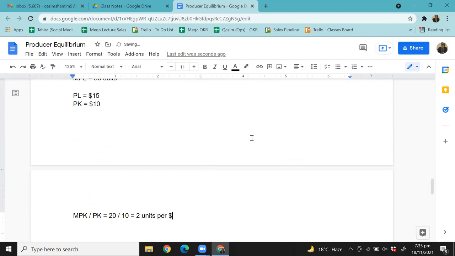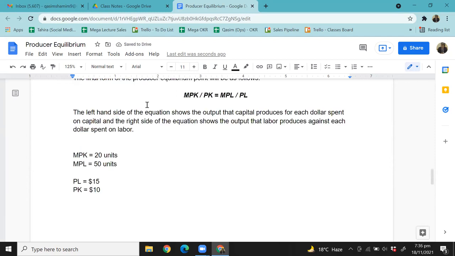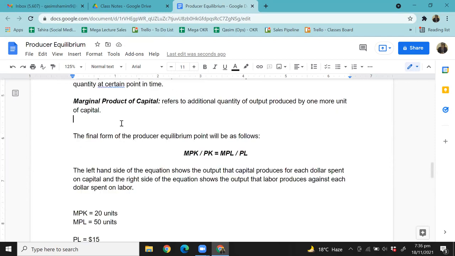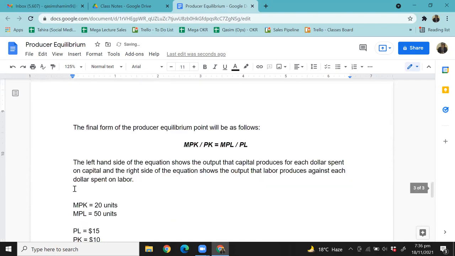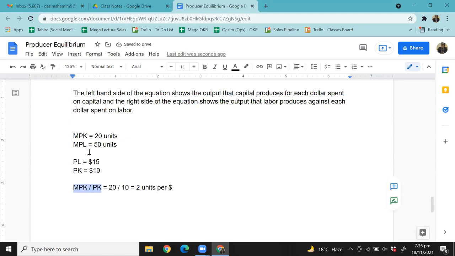Is this the correct explanation or not? Right? Because what do we have in the numerator? In the numerator, we have the output, marginal product of capital, which is the additional quantity. And what do we have in the denominator? The price of that resource, which is capital, right? So 20 divided by 10 gives you 2 units per dollar. So this means if the producer spends $1 on capital, that producer gets to produce 2 units of the good. Easy, simple. Okay, we got the productivity.